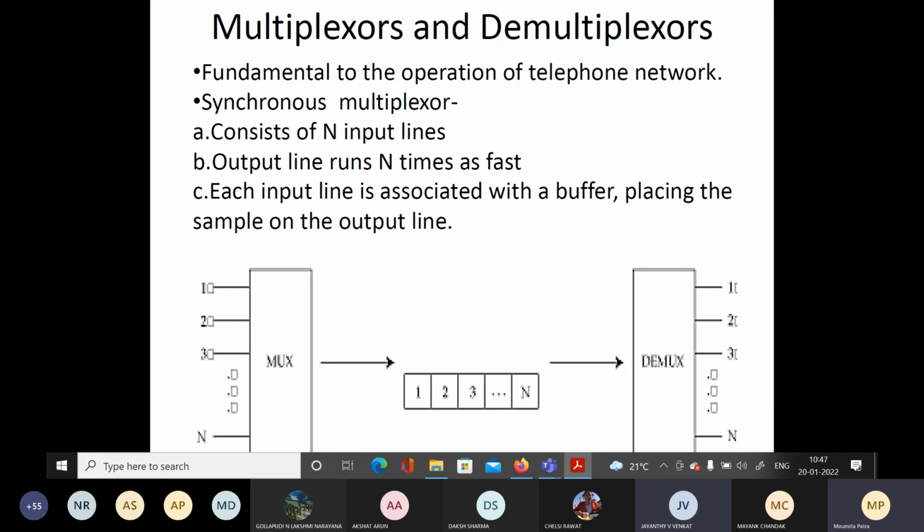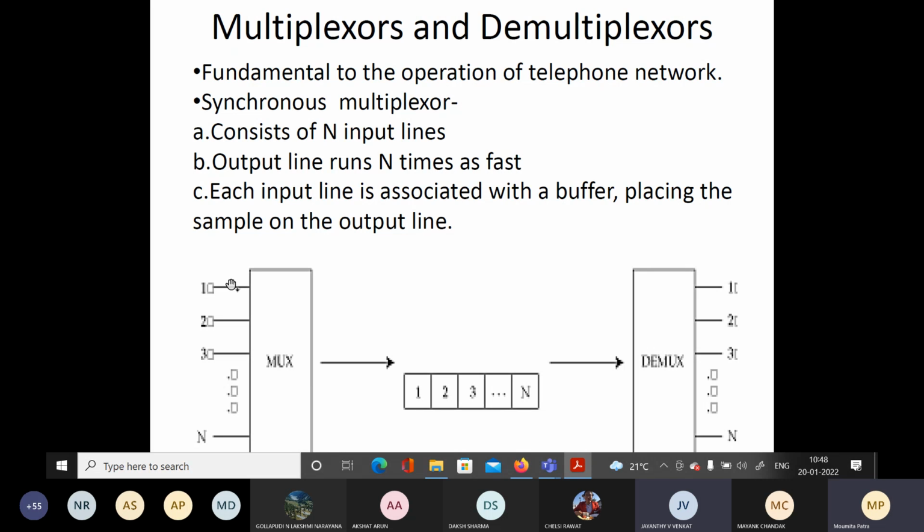There are various types of multiplexers. We are going to study first the synchronous multiplexer, the basic one. It has n input lines, and the output line, of course, has to be n times as fast as the input lines. Each input line is associated with a buffer, and this will be the sample that we get once the content of this buffer is put onto the output line with the help of the multiplexer.